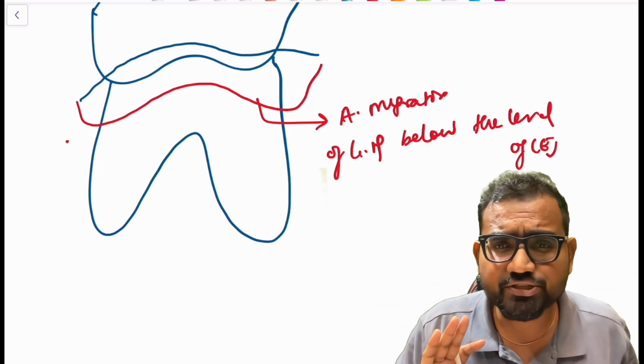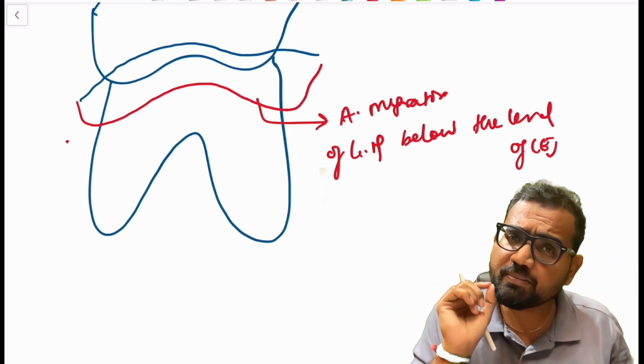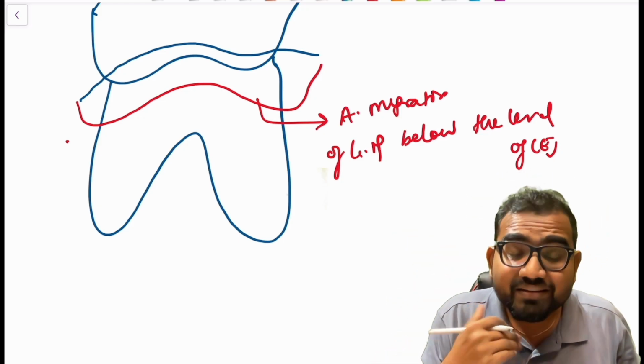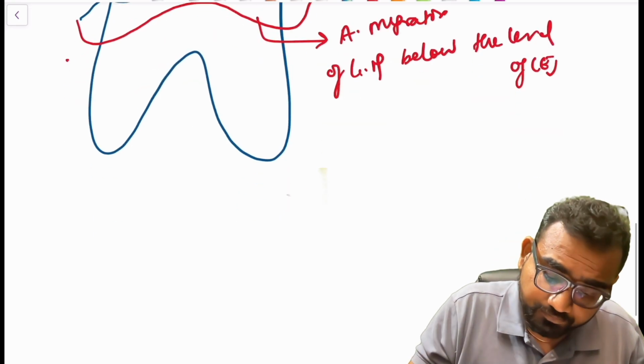Basic classification of gingival recession, which everybody should know. Miller's classification. Class 1, class 2, class 3, class 4. Recent classification, Cairo et al.